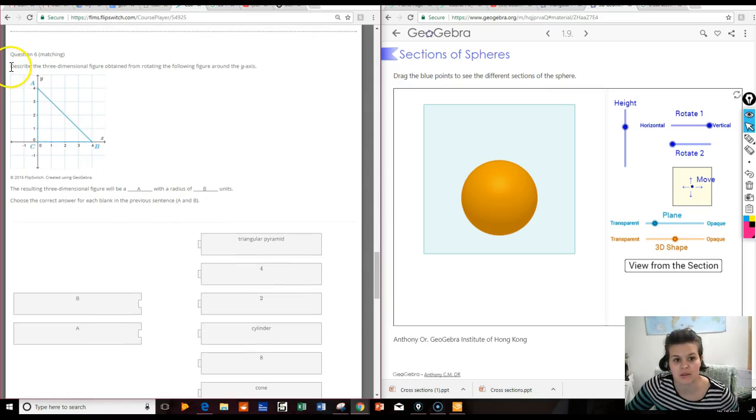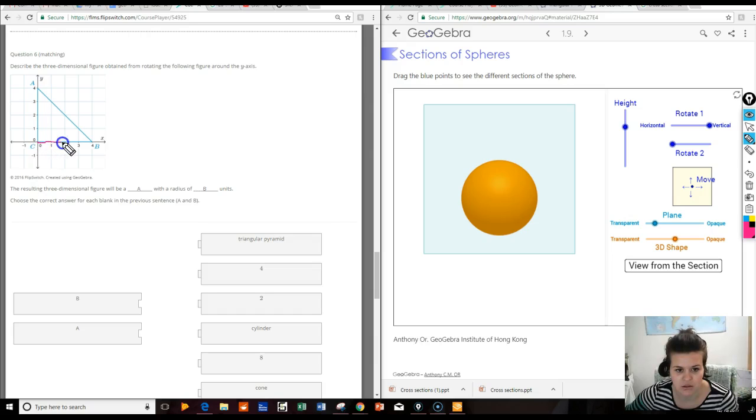Okay, question 6. Describe the three-dimensional figure obtained from rotating the following figure around the y-axis. So they want us to spin it around this axis, and the resulting three-dimensional figure will be a blank with a radius of blank units. So we can count the radius right now.